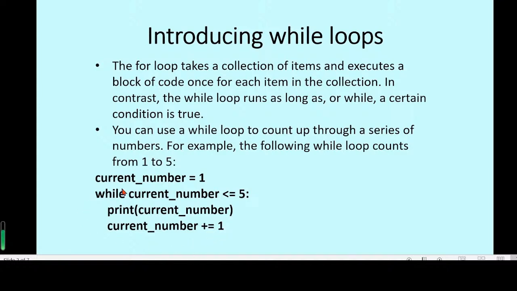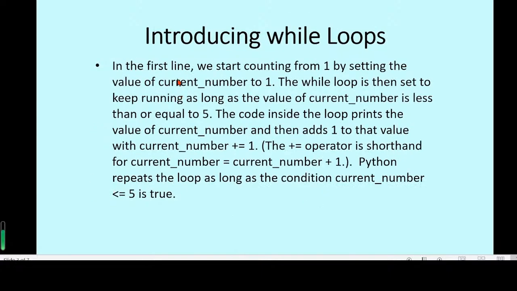Then it will go back and check again if this condition is still true. And so on, until the current number is not less than or equal to 5, then the while loop stops. So in the first line, we start counting from 1 by setting the value of current number to 1, and the while loop is then set to keep running as long as the value of current number is less than or equal to 5.